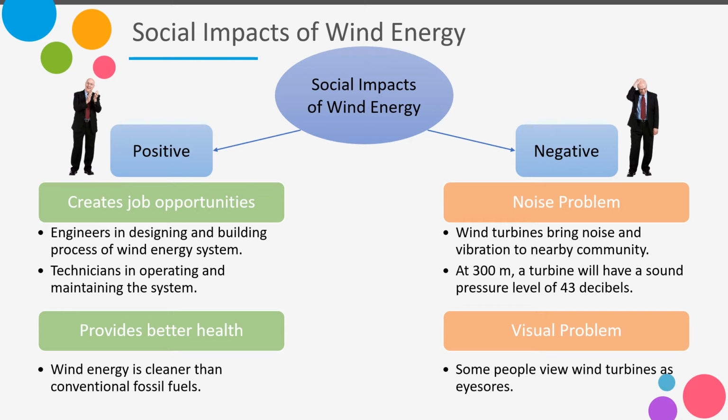To put that in context, the average air conditioner can reach 50 decibels of noise, and most refrigerators run at 40 decibels. The second negative impact to society is the visual problem. Although it is up to personal preference, some people really view wind turbines as eyesores, and this actually creates minor problems for them.